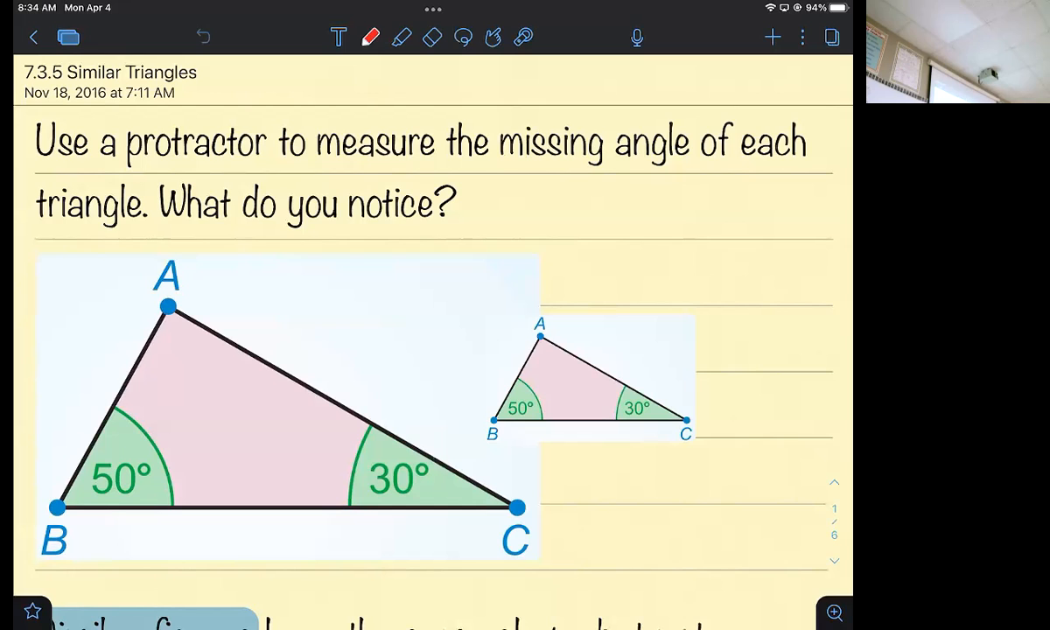So we're talking about similar triangles, and it wants you to use a protractor to measure the missing angle of each triangle. Now, we've done this a lot actually with these triangles, and I'm going to show you that this triangle is a triangle, but one of the angle measurements is wrong on it. And I want you to tell me which one.